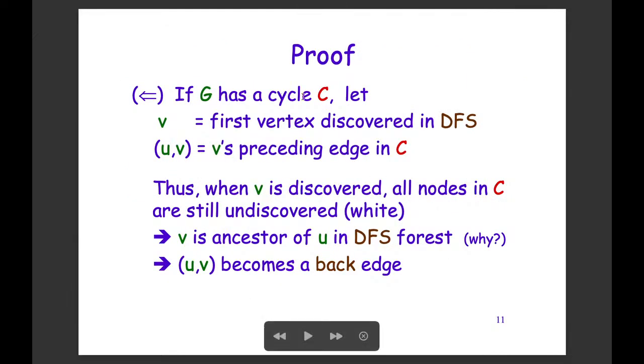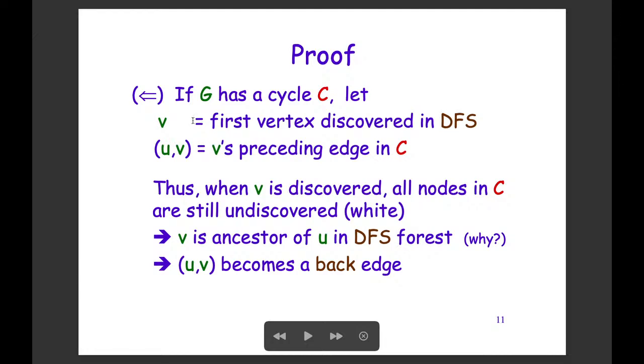Now, if G has a cycle, let's call it C. So there must be some node that is first visited in the DFS algorithm. So let's say V is the first one that is discovered in the DFS algorithm. But then in that case, using the white path theorem, we will see that when we complete the cycle, let's say U is the node that is pointing to V, that completes the cycle, then U will be a descendant of V in this DFS forest using the white path theorem because V is the first node in the cycle.